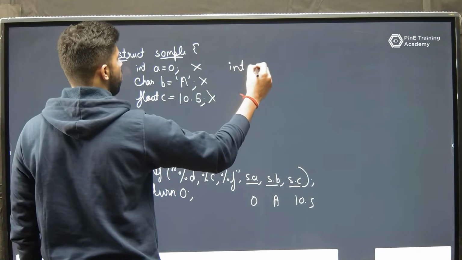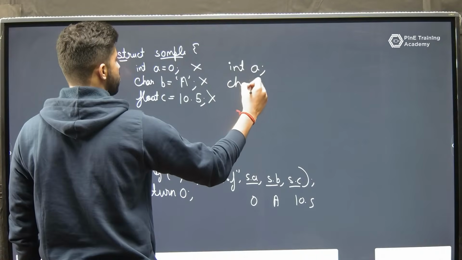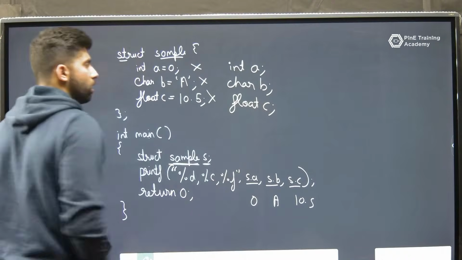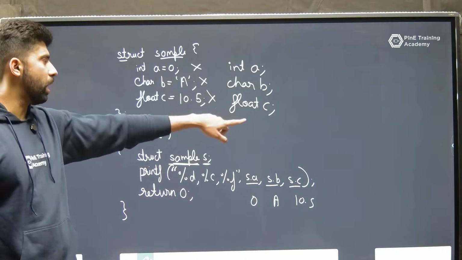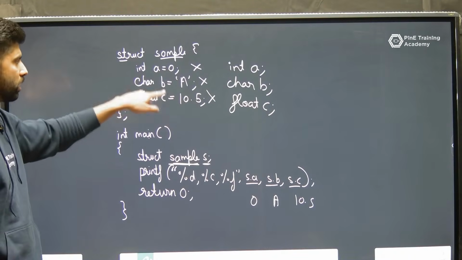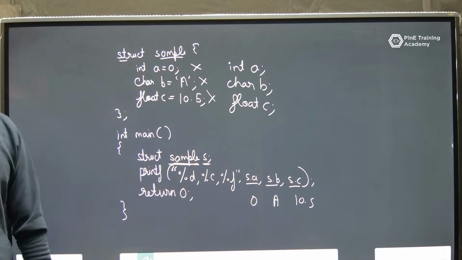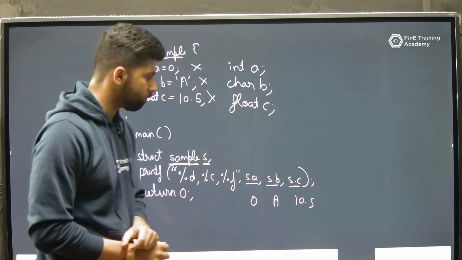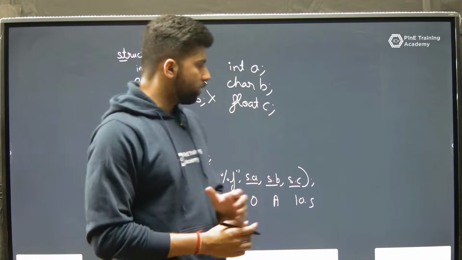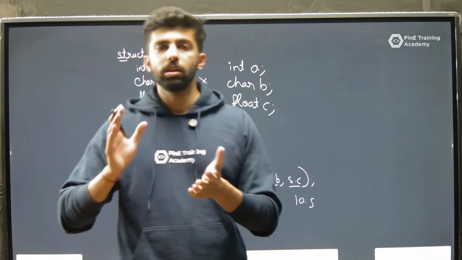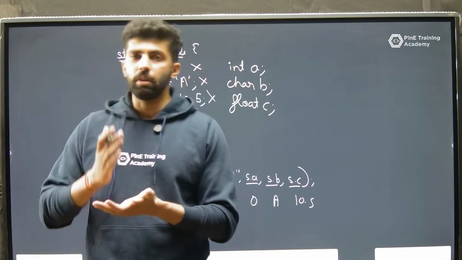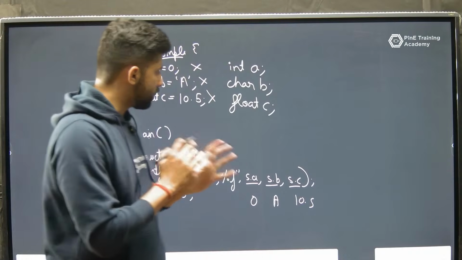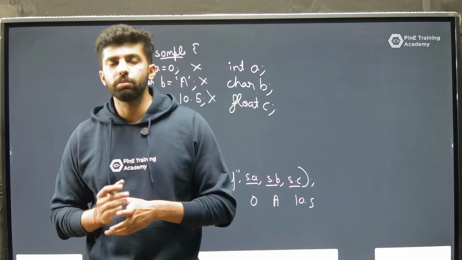These members should always be uninitialized. We cannot assign values inside this struct. So that's why this code will give you a compile time error. Okay, so this is all about structure, enum, and union. This is the topic of user defined data types which we have covered.